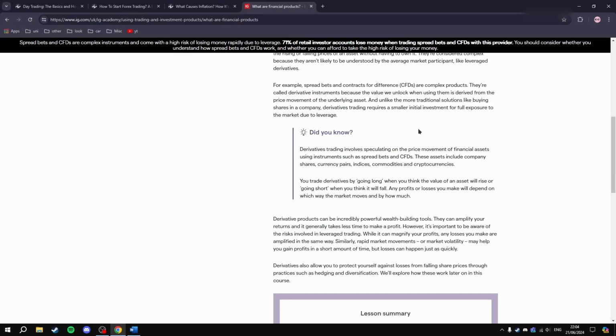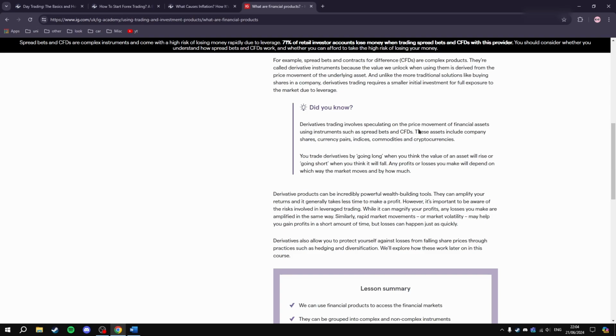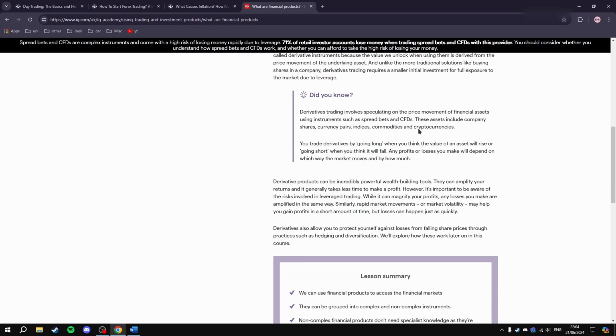They're considered complex because they aren't likely to be understood by the average market participant, like leveraged derivatives. For example, spread bets or contracts for difference are complex products. They're called derivative instruments because the value we unlock when using them is derived from the price movement of the underlying assets. And unlike the more traditional solutions like buying shares in a company, derivative trading requires a smaller initial investment for full exposure to the market due to leverage.